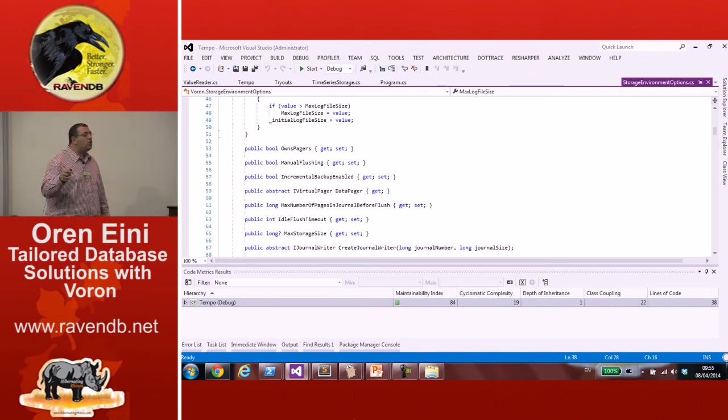With Voron, we intentionally avoided all of that. All of the keys are always byte strings. All of the keys are always compared in the exact same way. So we basically use memcompare. With regard to recovery time after an error, the only thing that we have to do is scan through the journal and apply the changes.